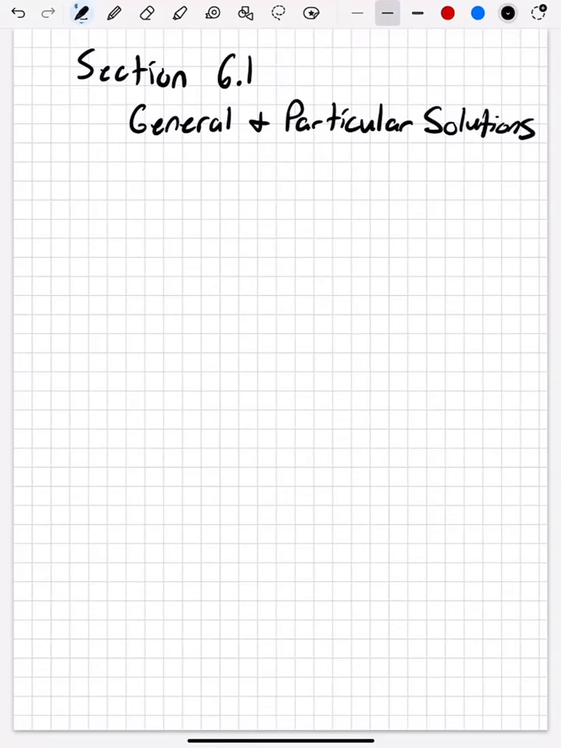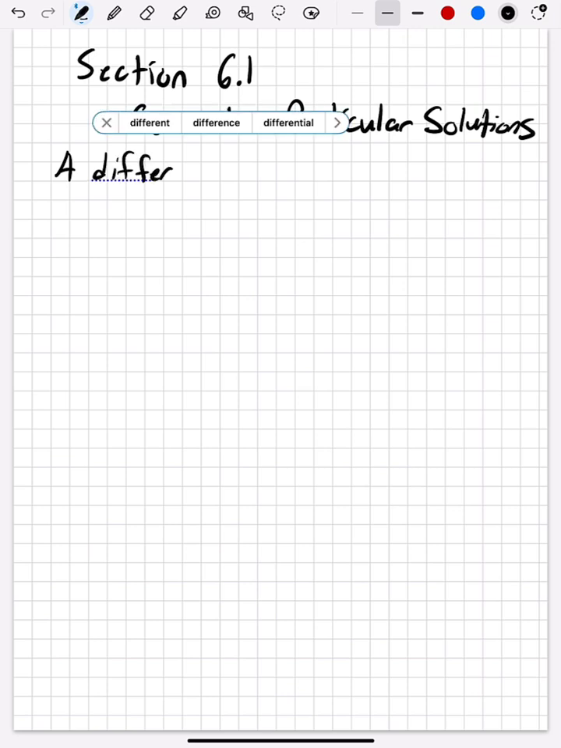Alright, so for section 6.1, we're going to talk about general and particular solutions. Slope fields are also part of this, but I'm going to post a separate video for that. Alright, so first let's just revisit what a differential equation is.